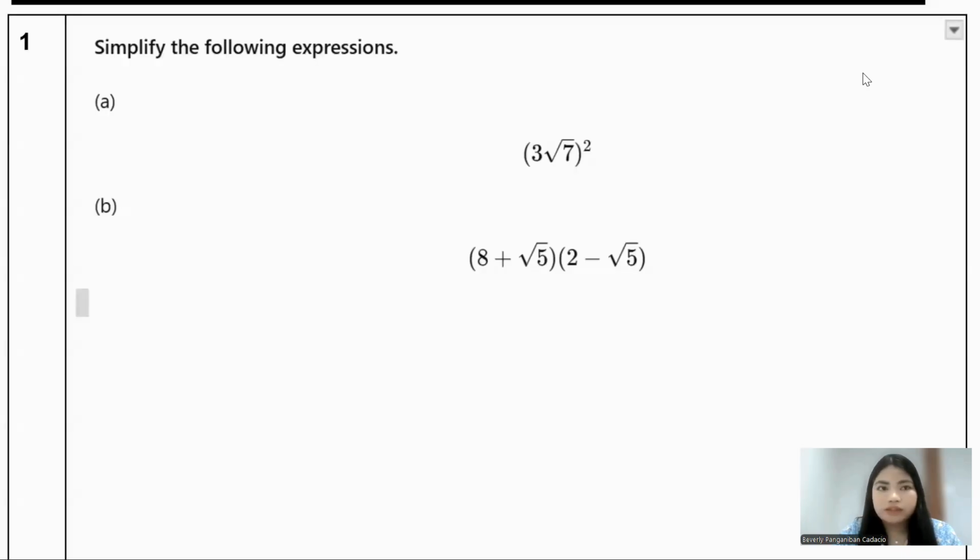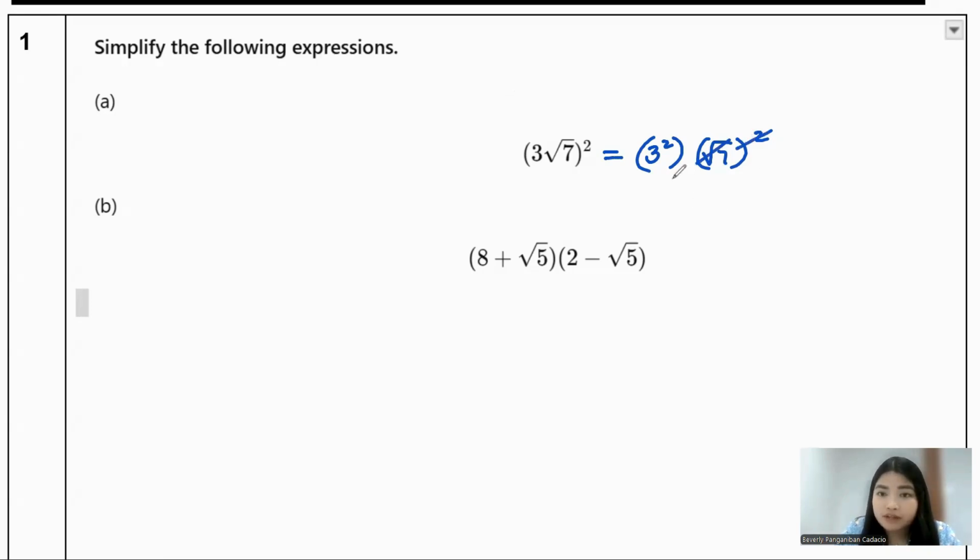Okay, good morning, everyone. Now we're going to start with number 1, simplify the following expressions. Letter A is very simple. You just need to square the 3 root 7, which means you're just going to square your 3, and you're also going to square your root 7, which we know that if you have a root inside and then outside the square, they can just undo each other.